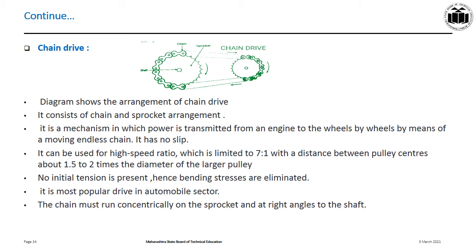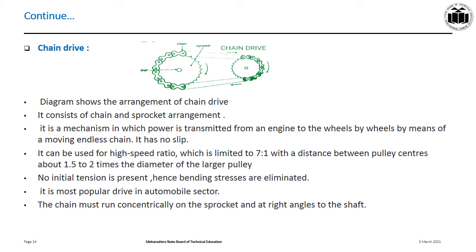It has no slip at all. It can be used for a high speed ratio, and the speed ratio limit is 7:1, with a distance between the pulley centers of about 1.5 to 2 times the diameter of the larger pulley. No initial tension is present, just as in the belt, and hence the bending stresses are eliminated.